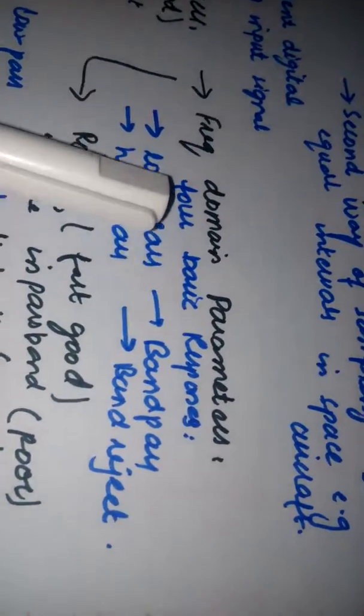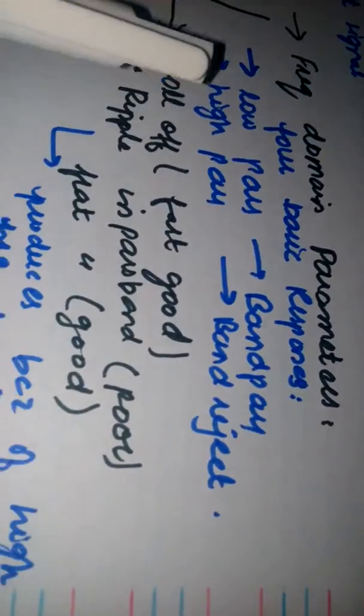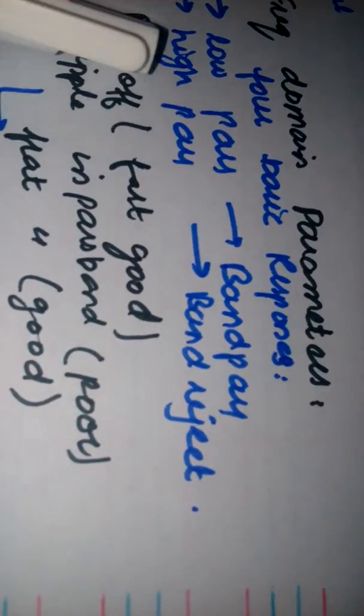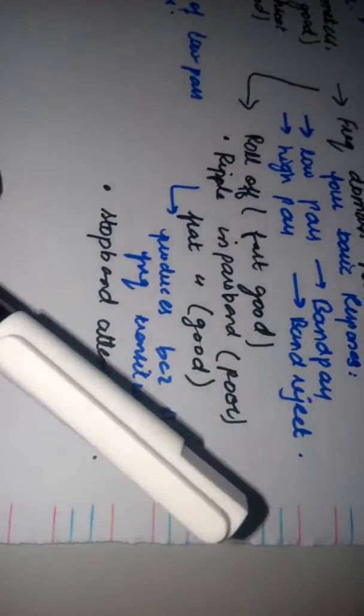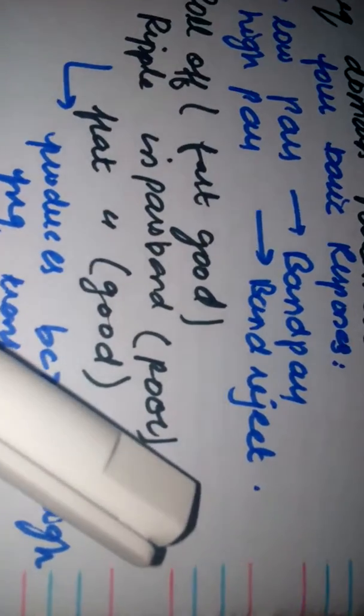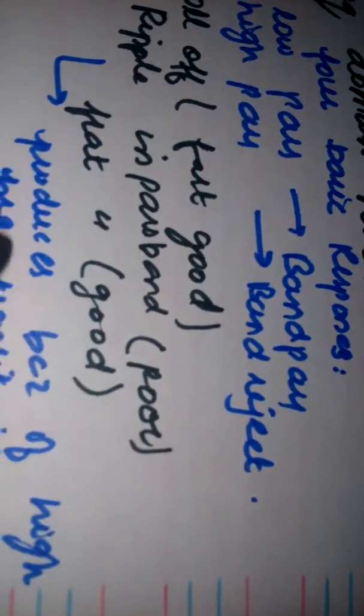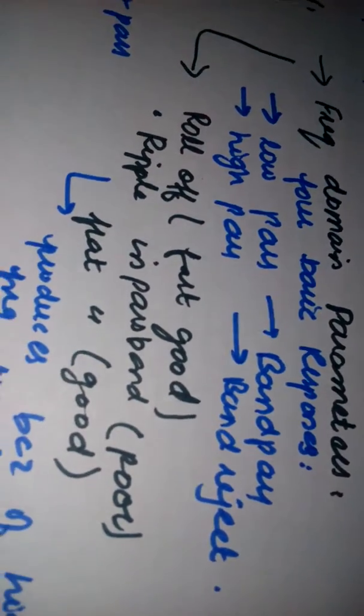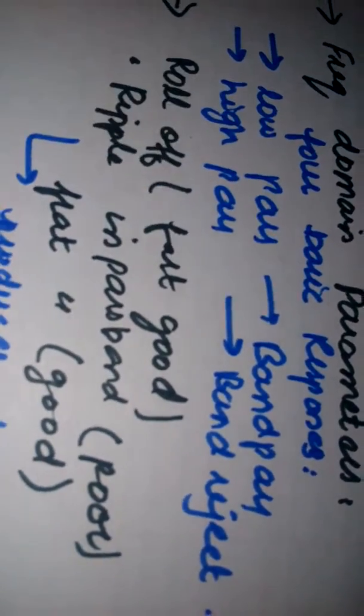Next is the frequency domain parameters in which we have the four basic responses. First is the low pass filter, high pass filter, band pass filter, and band reject filter. Low pass filter is that which retains the low frequencies and discriminates high frequencies, and the same is the case for the high pass filter, but in this case it is reversed.